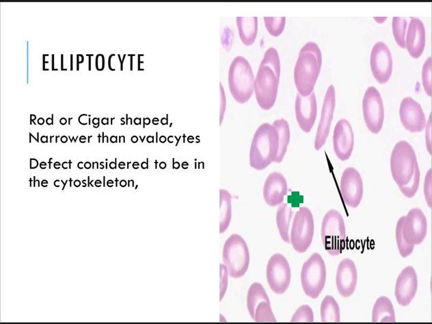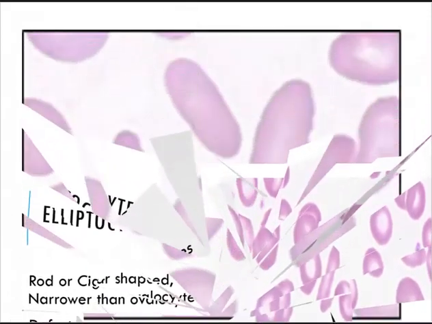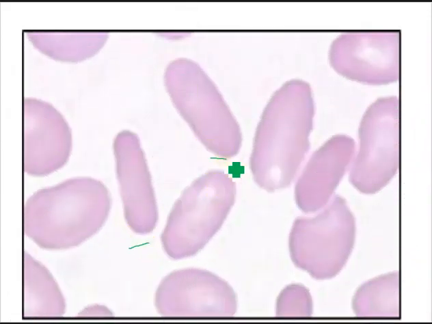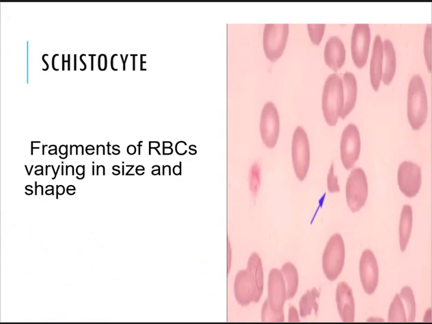Now, next, we have your elliptocytes. As the name suggests, these are your rod or cigar shaped cells, and they are narrower than ovalocytes. From the name itself, ovalocytes are more oval in shape. The defect is considered to be in the cytoskeleton. Now let's take a look at more pictures of your elliptocytes. Here you go.